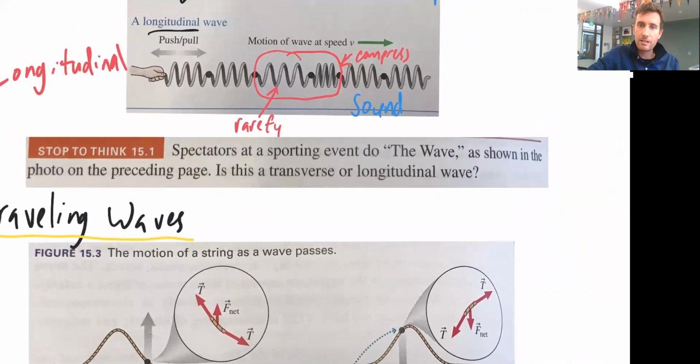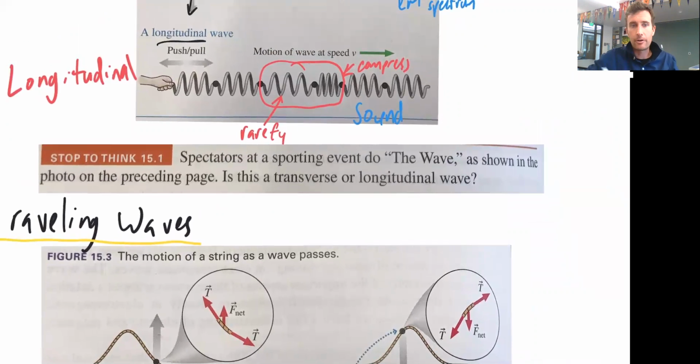Spectators at a sporting event do the wave, as shown on the photo on the preceding page. Is this a transverse or a longitudinal wave? Okay, so for the wave to happen, people are sitting in their seats. The wave is coming this direction. When it gets to them, they go up and then back down.